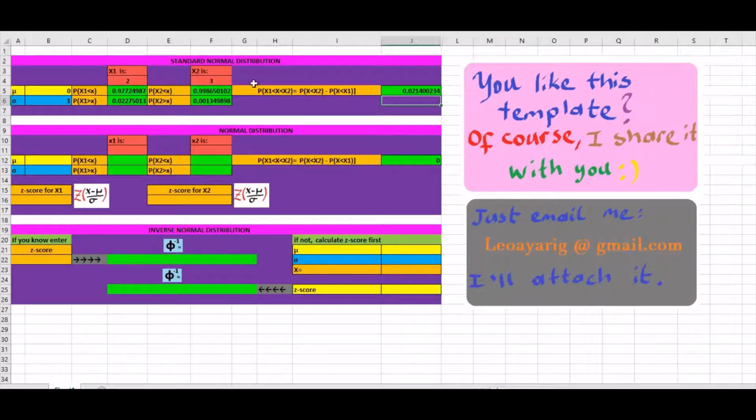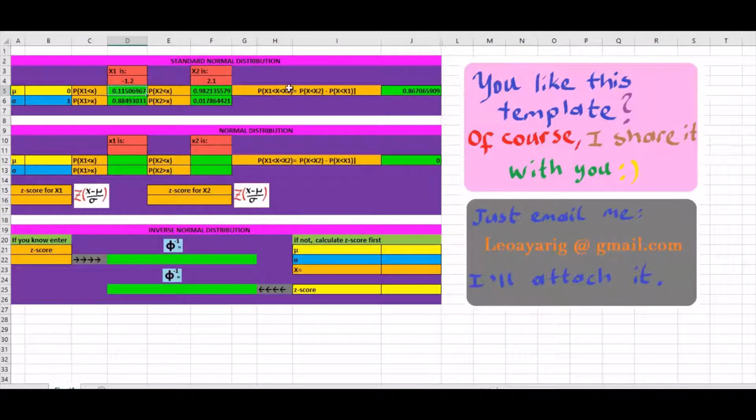Now our calculator is ready. Let's test it out. The probability that x is less than 1 is automatically this. The probability that x is less than 2.1 is automatically this. The probability that x is less than negative 1.2 is automatically this. And in between is this.